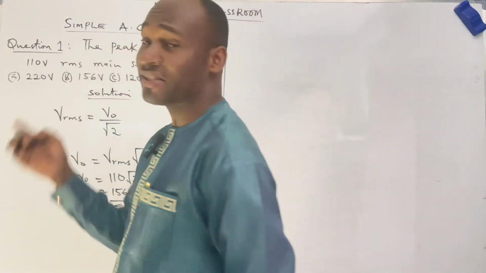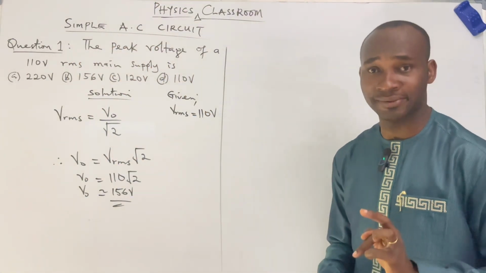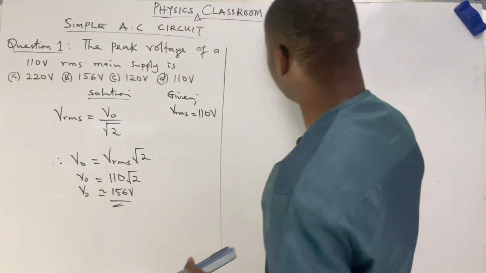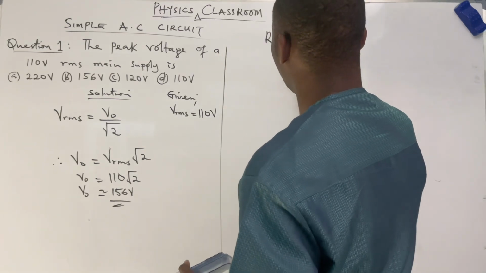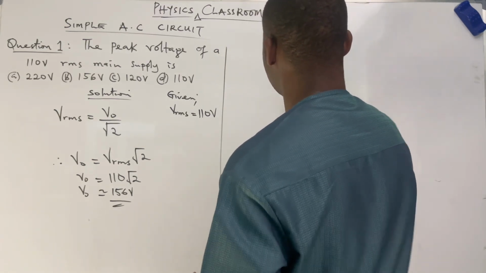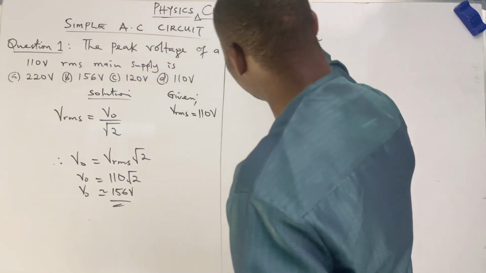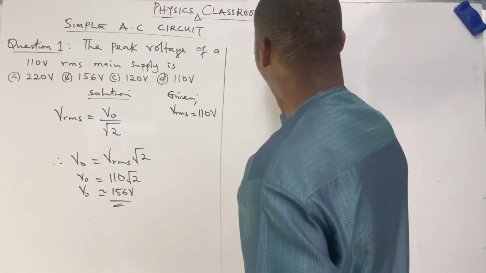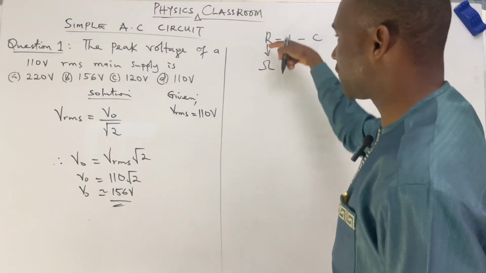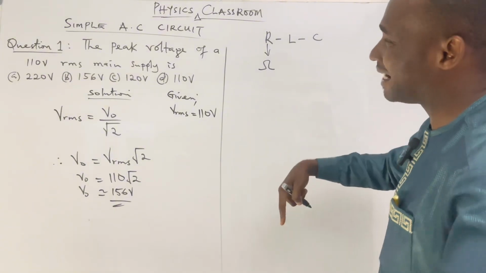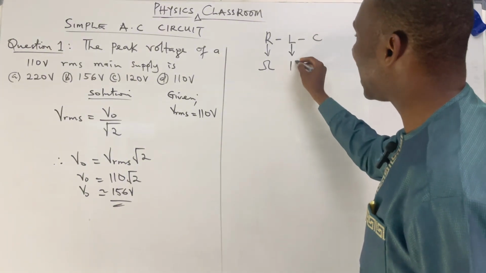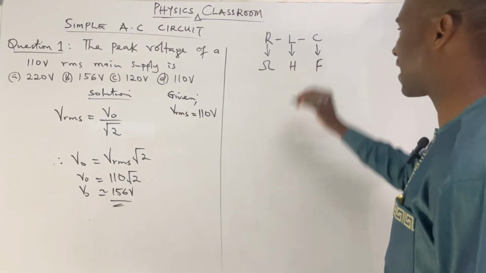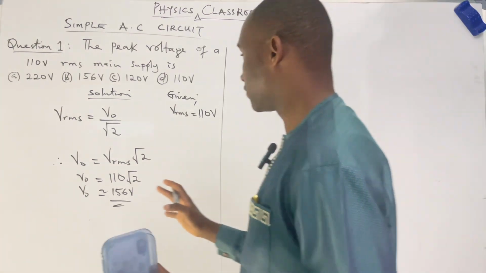For us to consider simple AC circuit, 3 components must come to mind: the resistor, capacitor, and inductor. We represent resistor with the symbol R, inductor with the symbol L, capacitor with the symbol C. When we speak of resistor, the next thing that comes to our mind will be resistance, which is measured in ohms. Inductance of an inductor is measured in Henry, while the capacitance of a capacitor is measured in farad. That's the first thing you need to know.